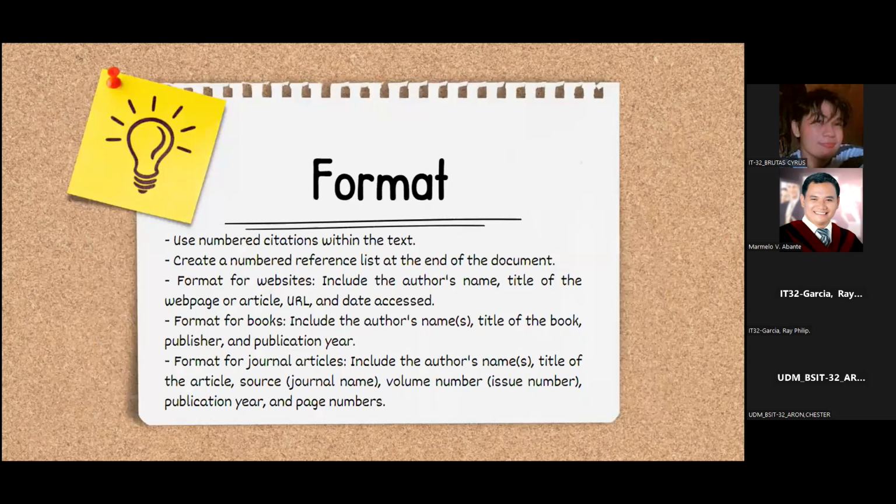It creates a numbered reference list at the end of the document. For the format for websites, it includes the author's name, title of the web page or article, URL, and the date accessed. In the format for books, it includes the author's name, title of the book, publisher, and the publication year. For journal articles, it includes the author's name, title of the article, source journal name, volume number or issue number, publication year, and the page number. Next slide, please.